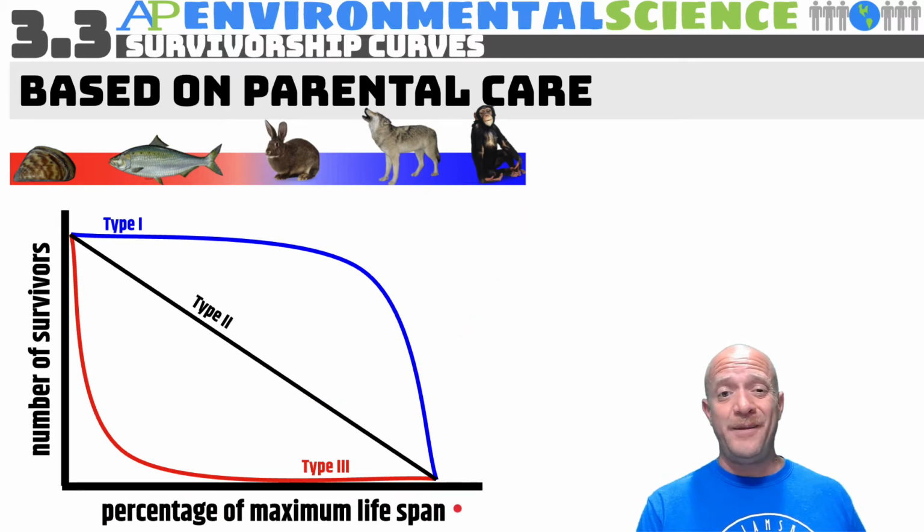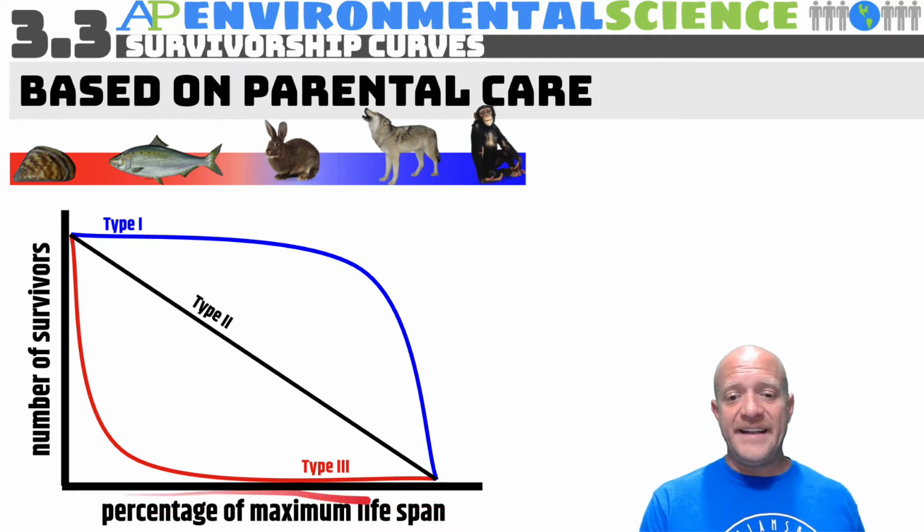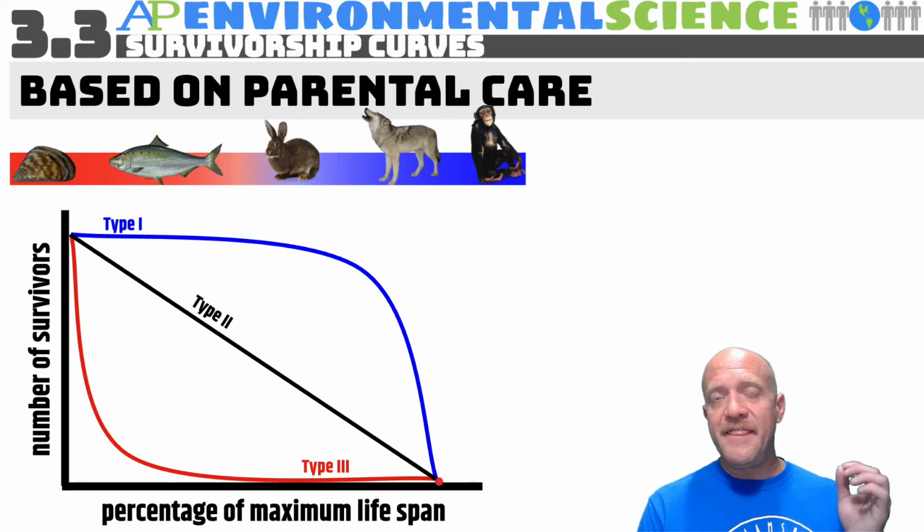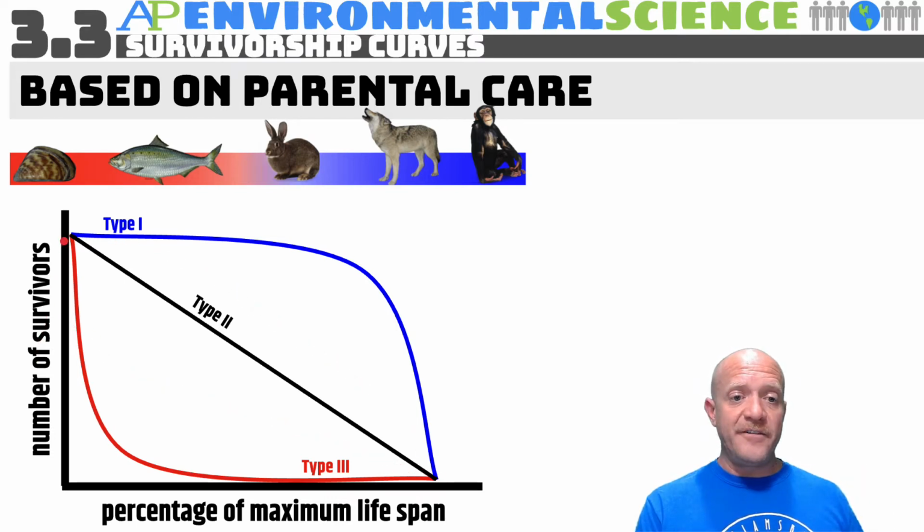And what does that really mean? It's just a fancy way of saying time. Because a zebra mussel and a chimpanzee don't live for the same amount of years, so you can't just write time here. But this is at birth, and down here is at death. That's what it means. Number of survivors, this is 100% survivors, this is 0% survivors.